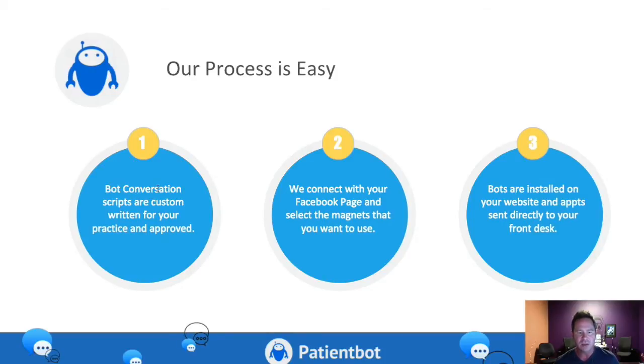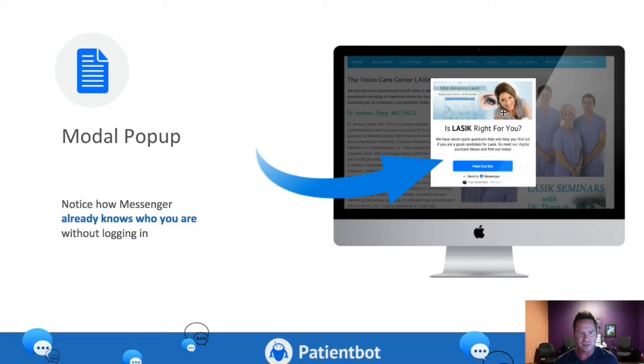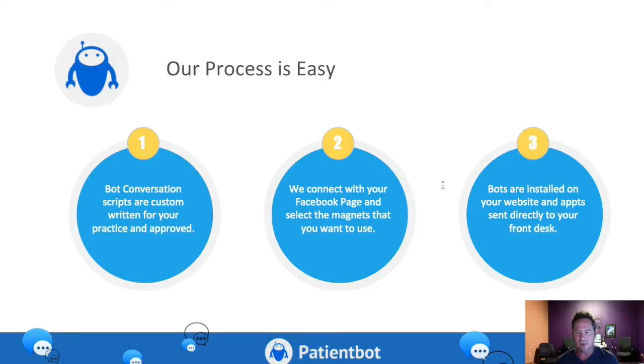So if you wanted to get started early, our process is very easy. We just write the bot conversation scripts. We write them for your practice. They're approved for you. It's very natural language. We give you a series of conversations that we take patients through. You say, yeah, I'd like to do that, or ask these questions, and we'll do it all for you. Don't worry about that. We connect it with your Facebook page, and we select the magnets that you want to use. When I'm talking about magnets, I'm talking about these kinds of things, these slide-ins or these modal pop-ups or landing pages, or if you want to do Facebook ads or something like that. And then we install it on your website.